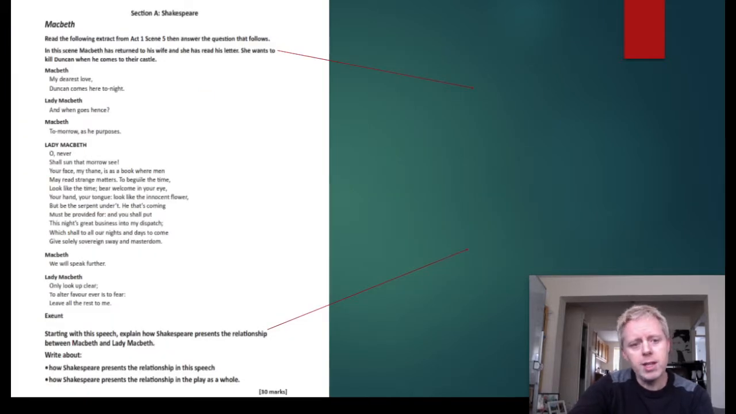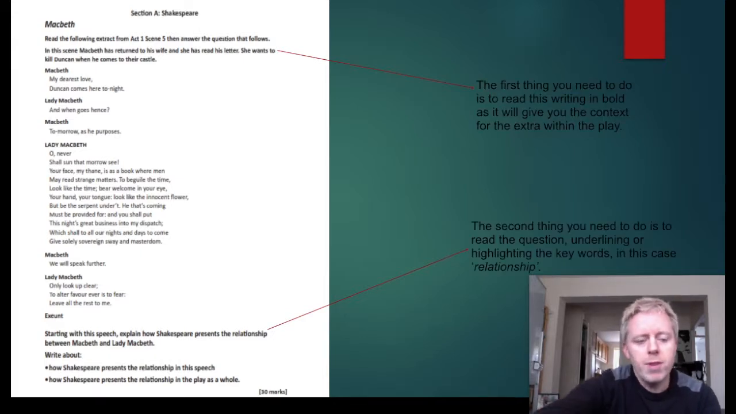So what does the question actually look like? Well, on the screen in front of you, you've got an example question. The first thing you do when faced with the question is you read the bold writing at the top of the extract. Read the following extract from Act 1, Scene 5, then answer the question that follows.